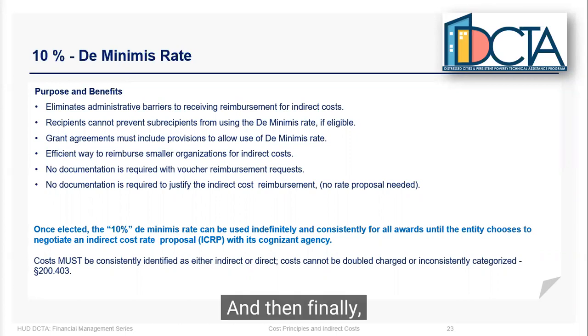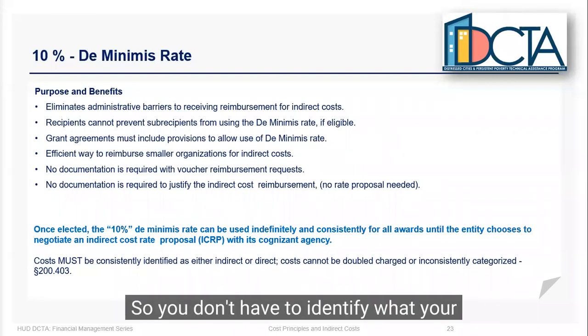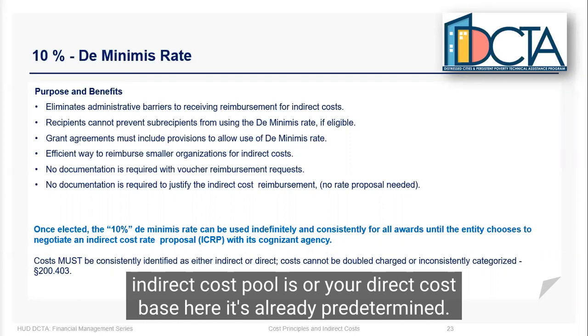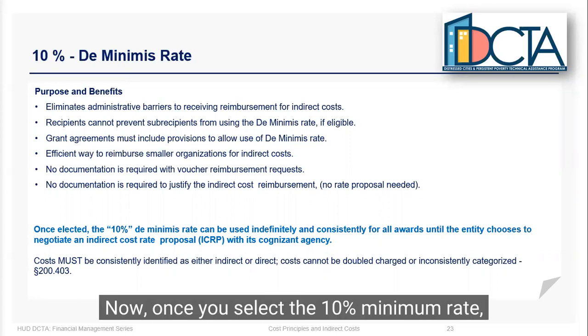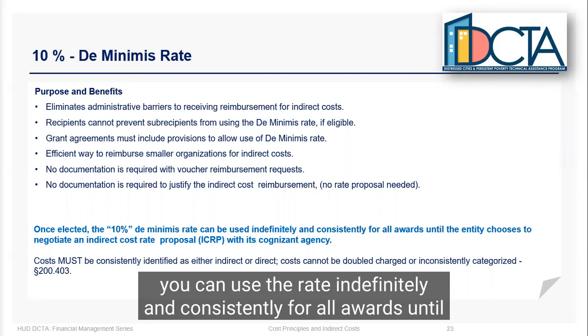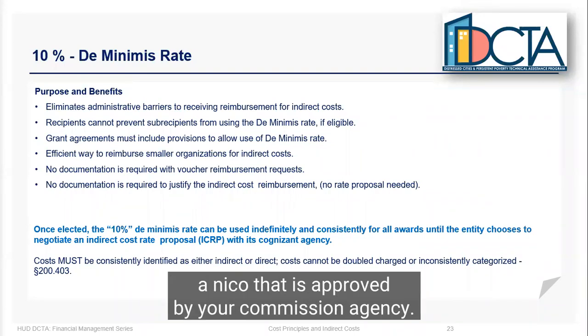And then finally, if you're using the 10% de minimis rate, there's no proposal necessary. So you don't have to identify what your indirect cost pool is or your direct cost base here. It's already predetermined. Now, once you elect the 10% de minimis rate, you can use the rate indefinitely and consistently for all awards until you decide to negotiate an indirect cost rate proposal that ultimately becomes a NICRA that is approved by your cognizant agency.